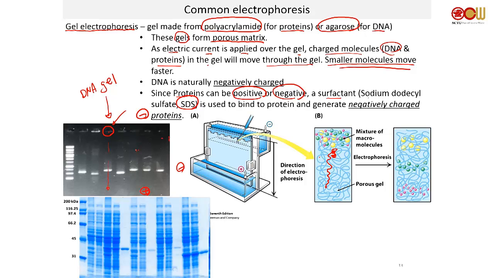So after you do a PCR, you load your DNA onto an agarose gel, this is what you'll see. On the bottom here, that's a protein gel. It's an SDS PAGE. This is SDS PAGE, which stands for polyacrylamide gel electrophoresis. Okay, so PAGE, page.